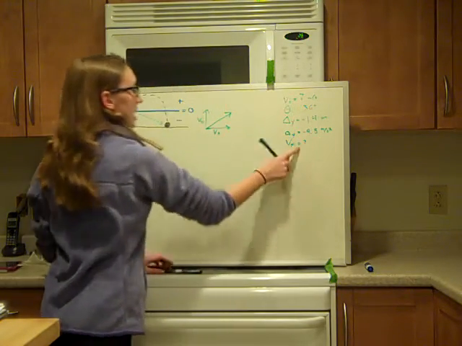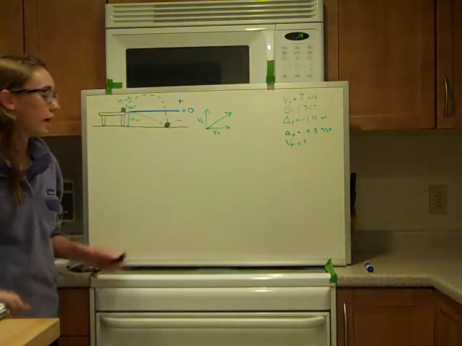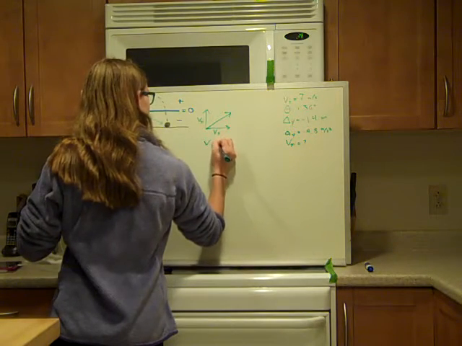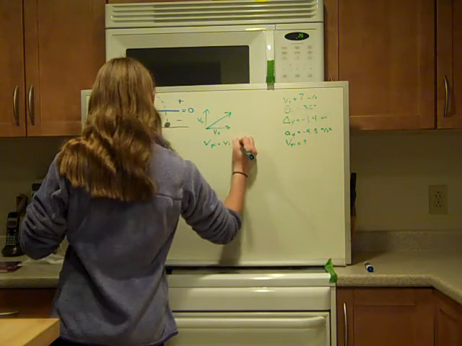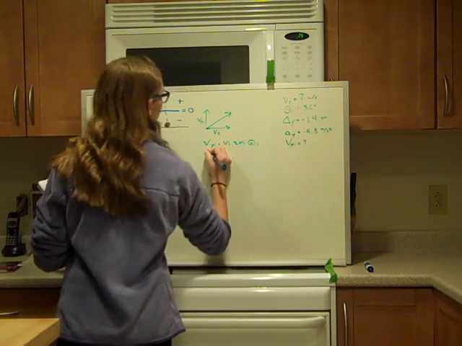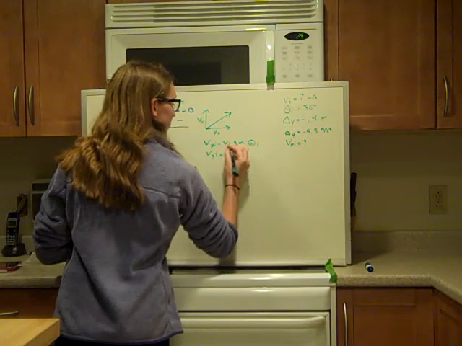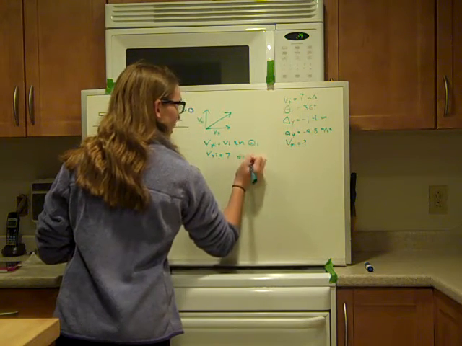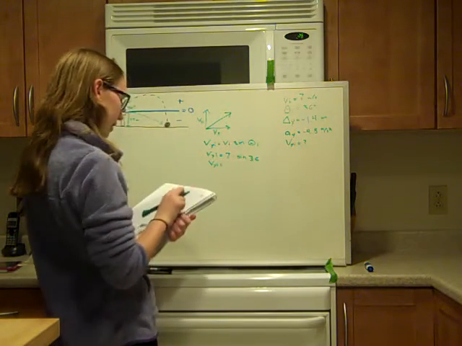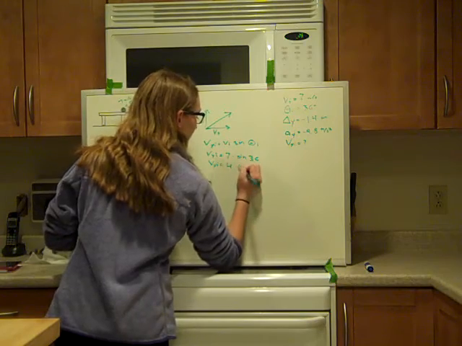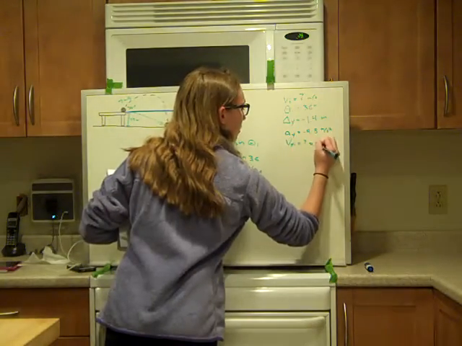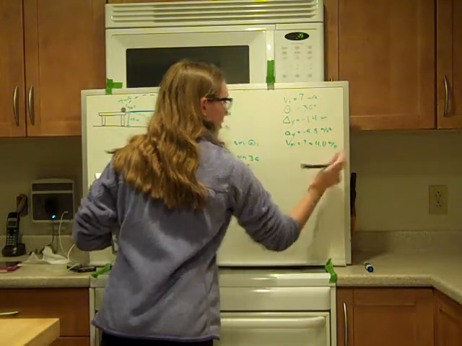We don't know what it equals yet, but that is what we are trying to solve. So, to do this, we are going to do Vyi is equivalent to Vi sine theta initial. Alright, so Vyi is equivalent to 7 meters per second times sine of 36. And if you do that out on your calculator, I'm not going to do that, it is 4.11 meters per second. Alright, so this equals 4.11 meters per second.